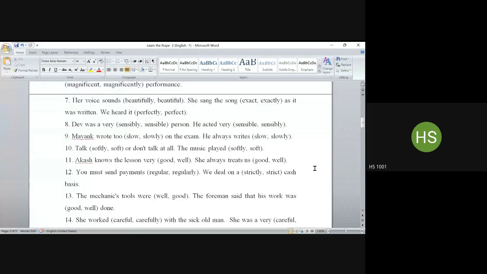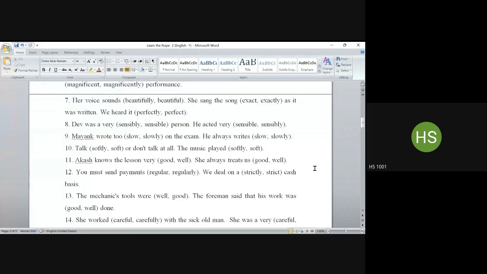Then, she always treats us good or well? She always treats us well. Both have to be well, right? That's the right usage.